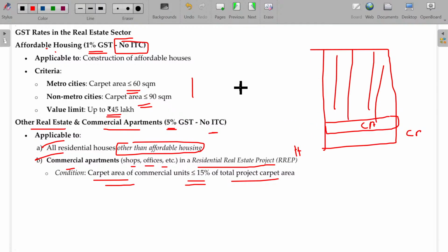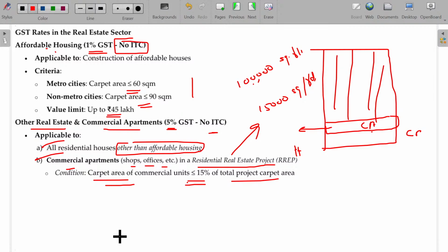Now find out the total carpet area. If the total carpet area is 1 lakh square feet, in this case the carpet area of the commercial property should be 15,000 or less. Only then this condition is applicable. You have to pay only 5%, else regular tax will be leviable. Is that clear?